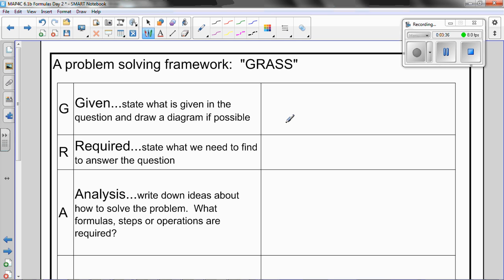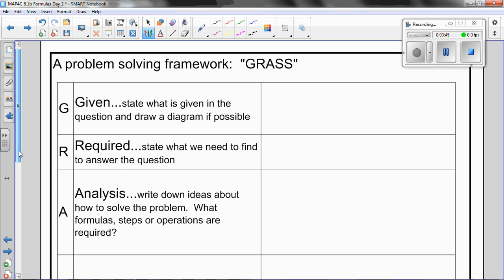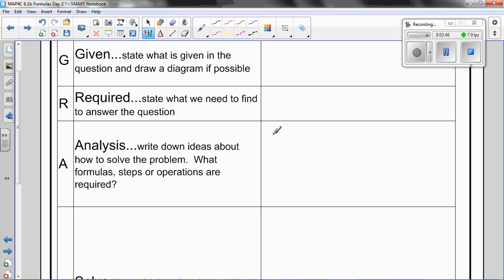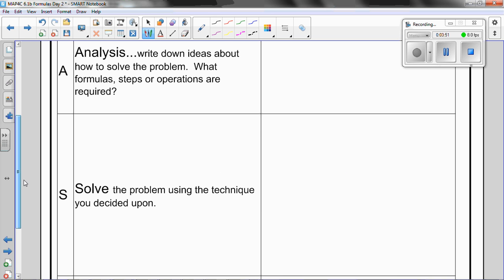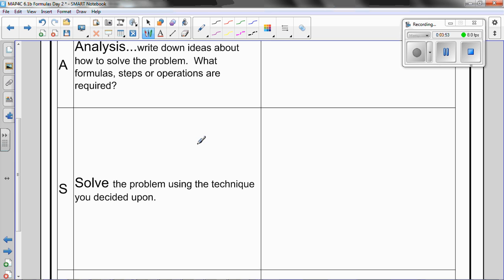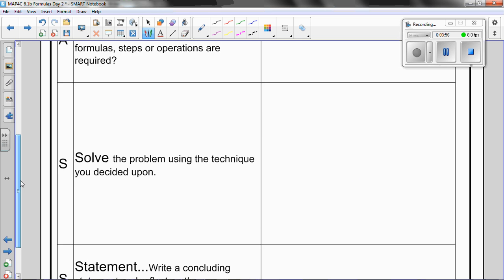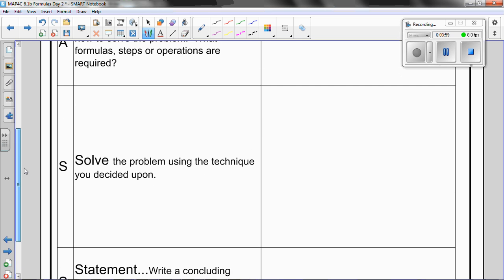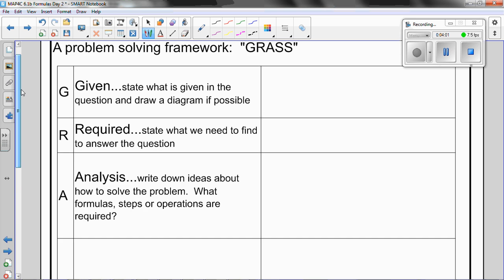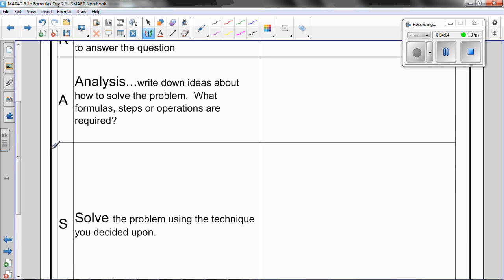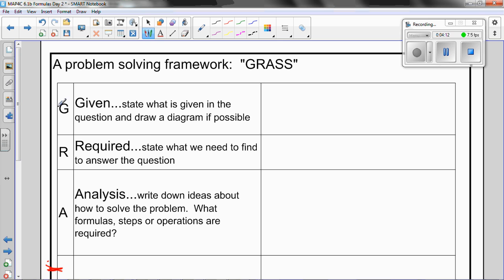In this, G stands for given, state what's given. R is for required, state what we need to find. A is analysis, that's kind of like the brainstorming section, and we'll do our planning there. The first S is for solve, and that's where we do all of our work. And then finally, the statement is where we wrap things up. Now, if you know how to tackle any problem, we usually skip all that stuff. It happens in our brain, and we start right there. So this is only if you have trouble getting going, then we're going to use the GRASS method.